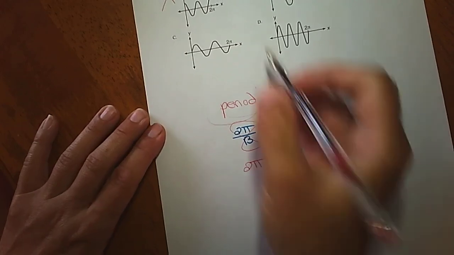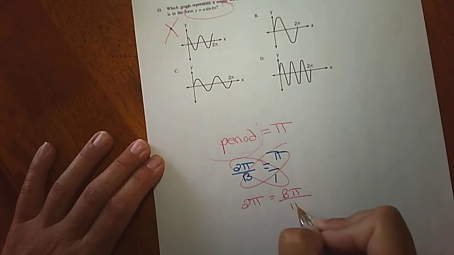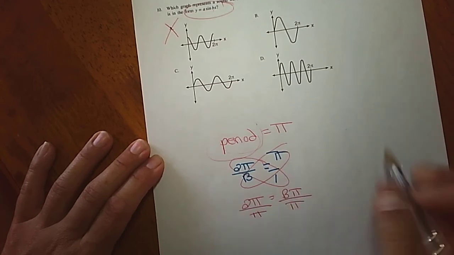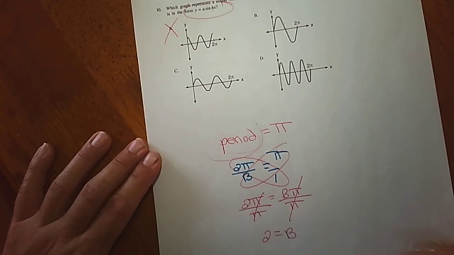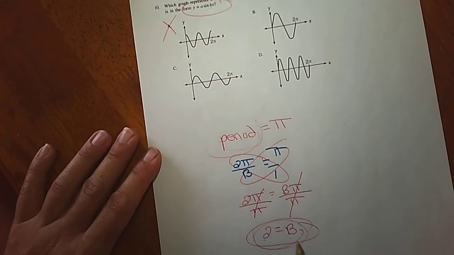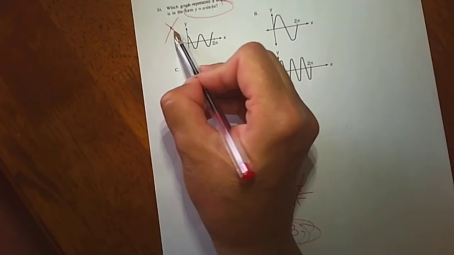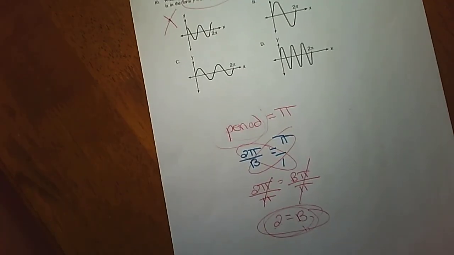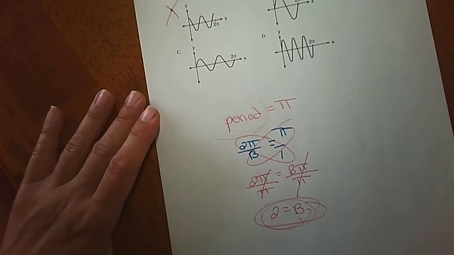Now, see how that's a letter B right there in the formula? I'm going to get B alone. So 2 equals B. All right. So that means, you guys, I need to see 2 pictures by the time I hit 2 pi. Which of these graphs, so we know this one's out, which one do we see 2 sine curves by the time we hit 2 pi?